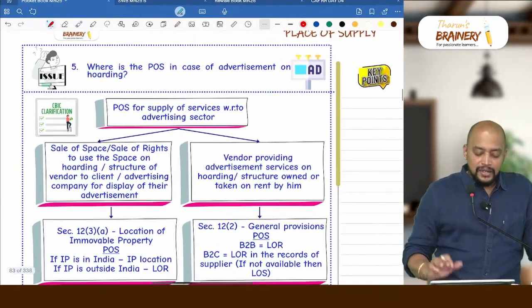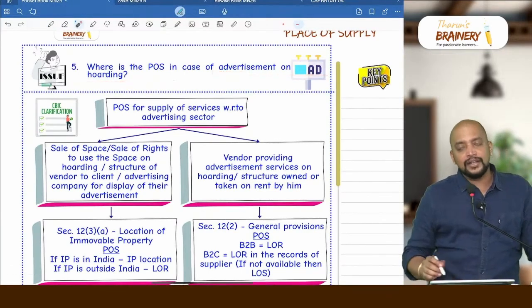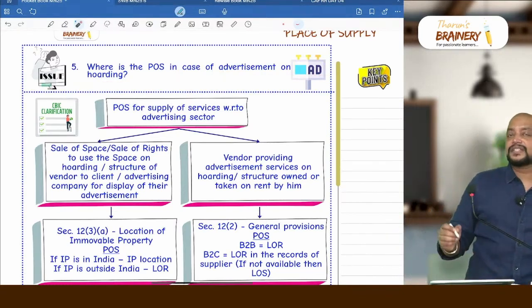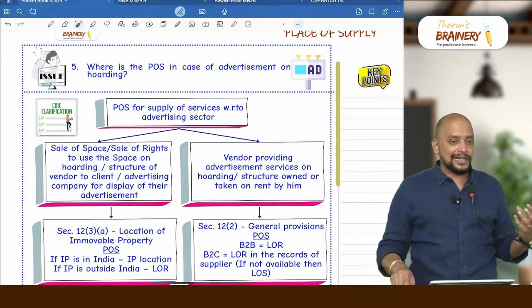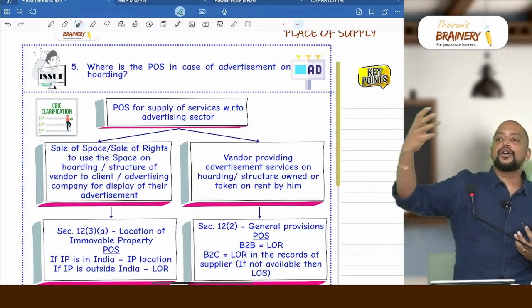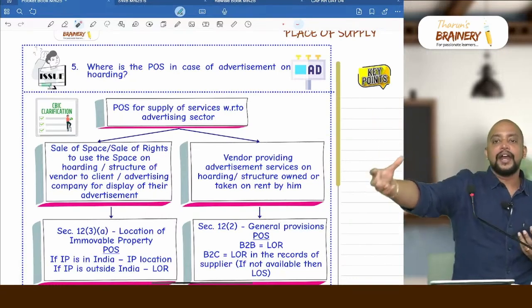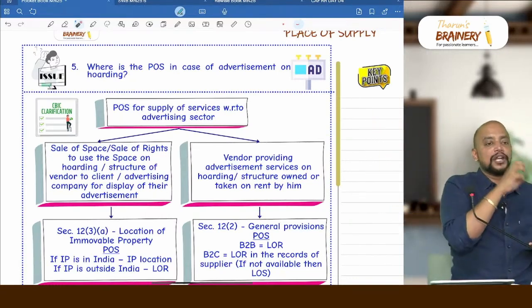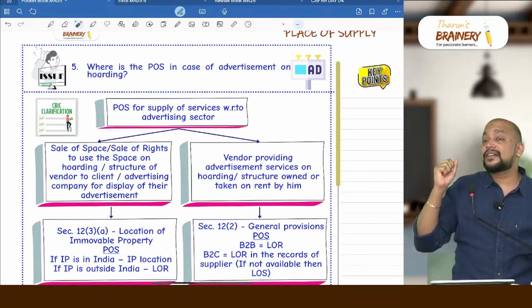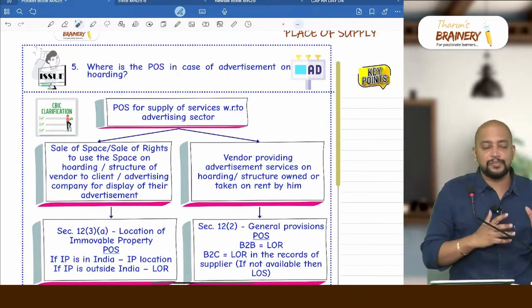Then next one, where is the place of supply in case of advertisement on hoarding? Generally in case of advertisement on hoarding, there are two supplies. First, there is a property owner or vendor. That property owner or vendor allows your advertising company to put your hoarding on that particular property. Now the property vendor receives some money, that is service in relation to immovable property. The location of the immovable property will be taken as the place of supply.